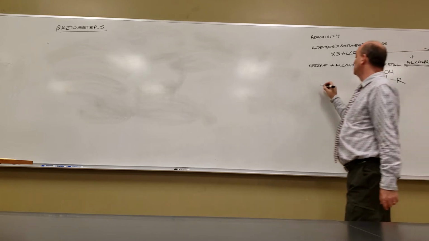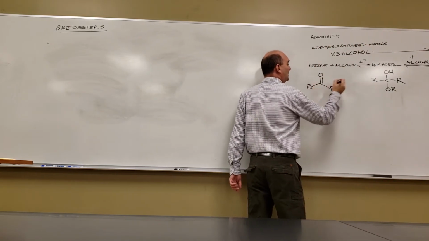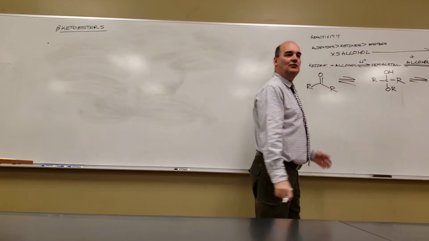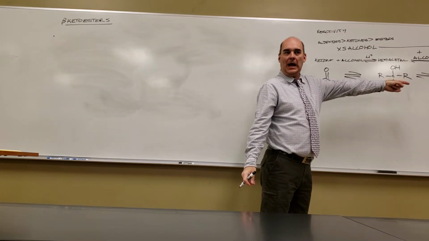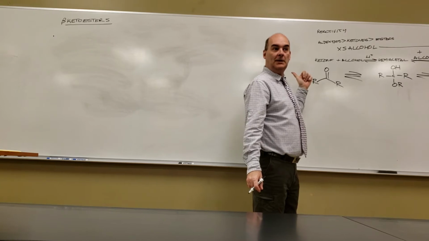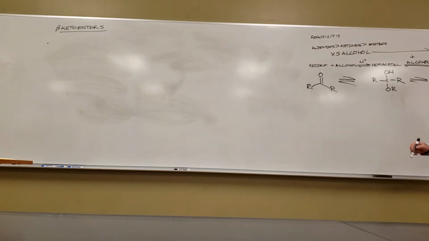It is all in equilibrium with my keto, and I can control. Add alcohol, go that way. Add water, come back this way. Okay? What if that R group and this R group were the same molecule?